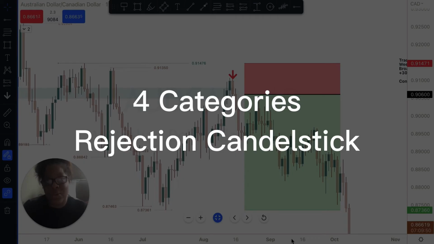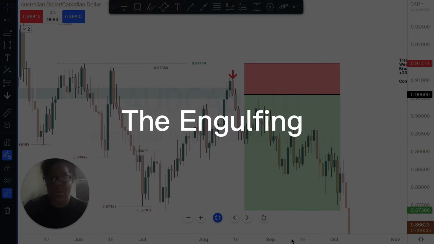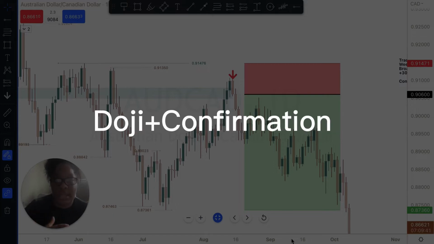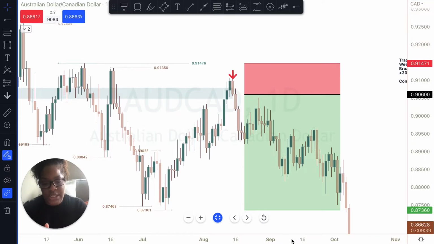And they're in categories. So you have the rejection candlestick category, you have the engulfing category, and then there's a spinning top and bottom category, and then the doji confirmation candlestick category, which is the doji candlestick in one of the categories that I just named. I only need one candlestick to enter a trade.